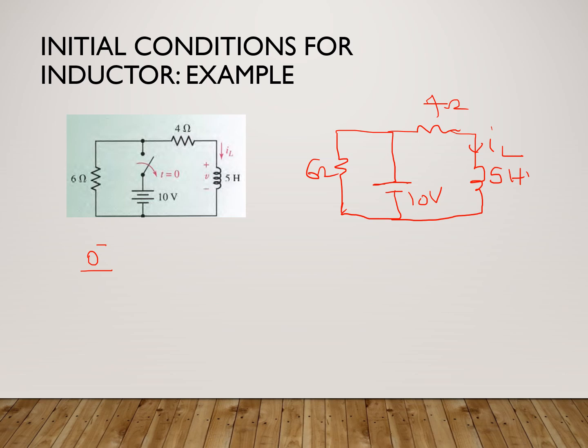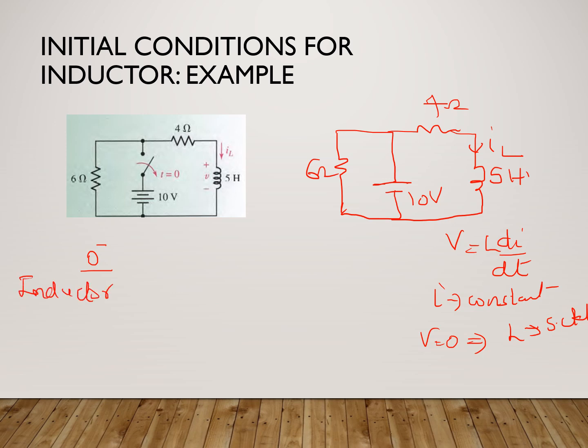We already saw that if the inductor is in steady state, the current has become constant, whatever current it is. If I is constant, then V becomes 0, so the inductor works like a short circuit. So we replace the inductor, which is 5 Henry, by a short circuit. I redraw it like this.